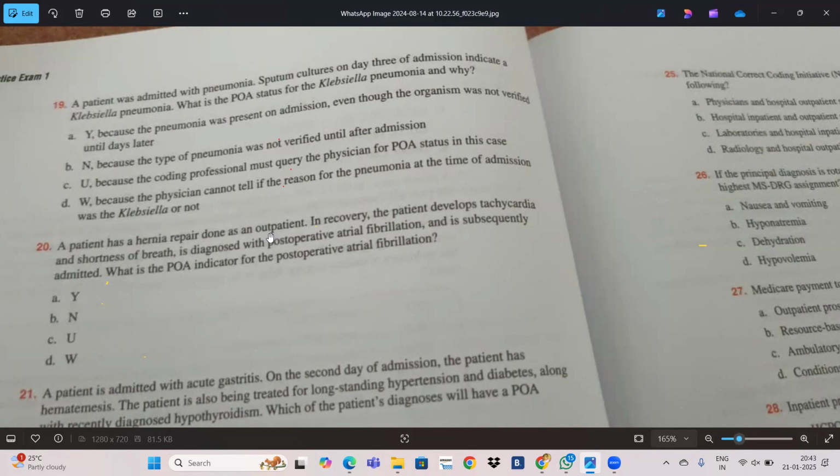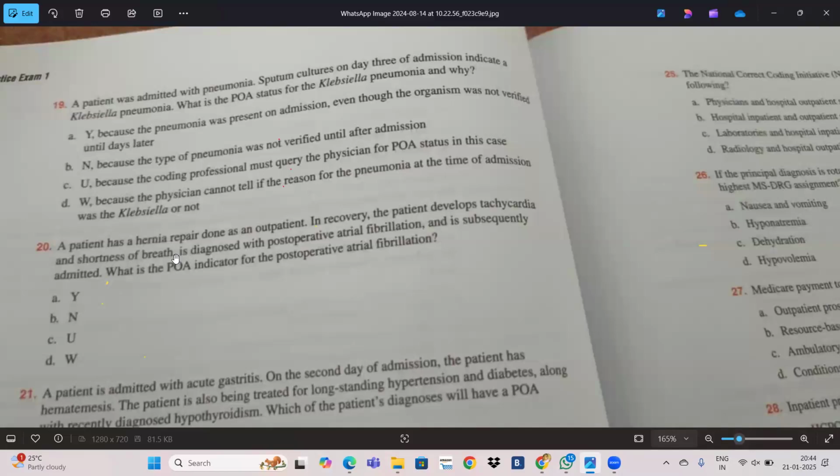Here, a patient has hernia repair done. The procedure was performed in outpatient, right? In recovery, the patient develops tachycardia and SOB and is diagnosed with post-operative AFib. So the post-operative AFib was developed there, and the patient is subsequently admitted. For the reason of the post-operative AFib they are admitting, correct? After developing post-operative AFib, subsequently they are admitted. Then what is the POA for post-operative AFib? Y indicator, guys. Why? Why not?